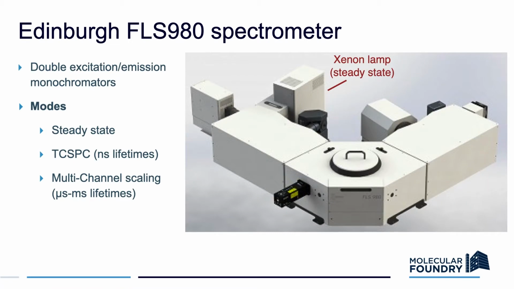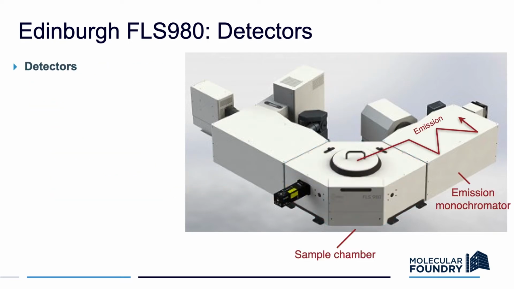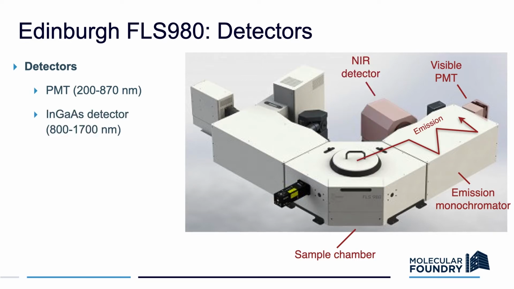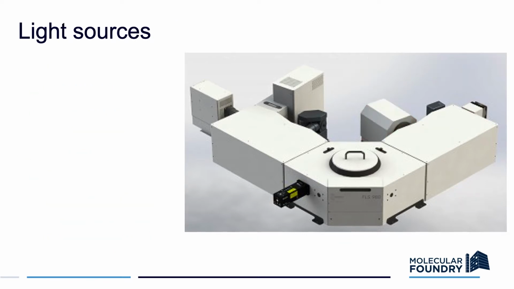The Edinburgh FLS980 spectrometer is an instrument for measuring steady-state and time-dependent luminescence spectra. It has double excitation and emission monochromators and a variety of excitation and detection schemes. It has both visible and near-infrared detectors that can span the range of 200 to 1700 nanometers. It has a variety of detection modes, including steady-state luminescence, time-correlated single-photon counting for nanosecond lifetimes, and also multi-channel scaling for microsecond and millisecond lifetimes.